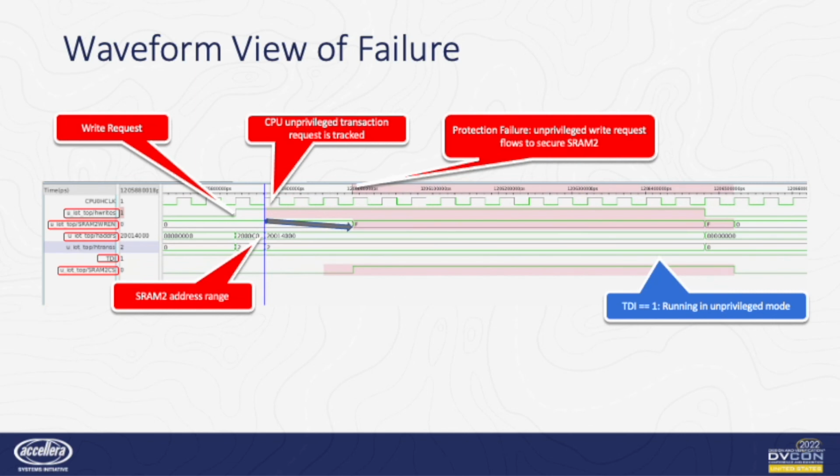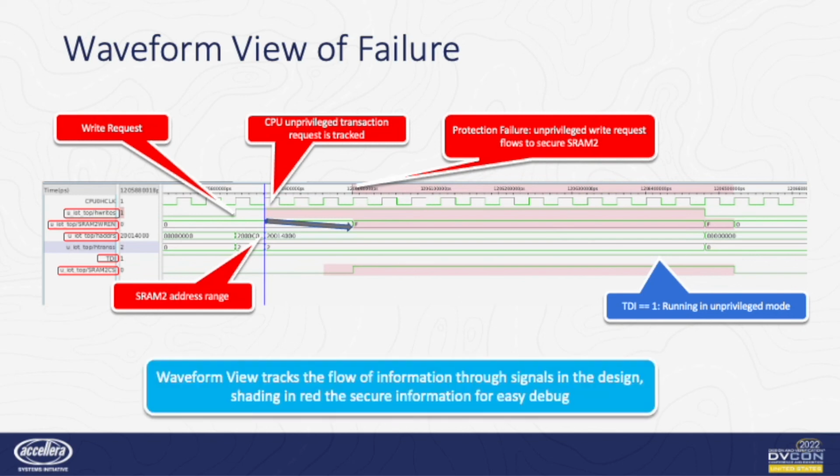And the write request gets driven onto the write enable bits of the SRAM2, which is our destination, and hence we signal a failure. This means that an unprivileged write request from the ARM core now flows to the secured SRAM2. Thus, once again, I want to emphasize that the waveform view tracks the flow of information through the signals in the design, and it shades in red the secure information, and thus it makes it very easy to debug.